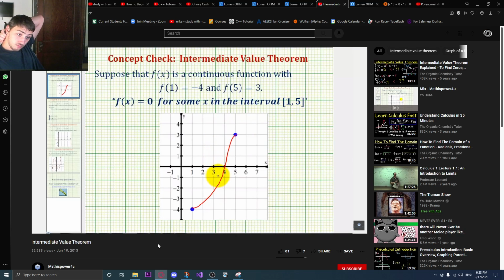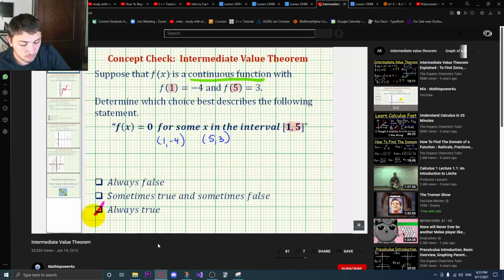But there may actually be more than one x value in this interval where the function value would be 0. We can sketch a continuous function over this interval with more than one x-intercept. For example, the function might also look something like this. Notice in this case, there are 3 x values in this closed interval where the function value would be 0. Here at x equals 2, 3, and 4. So regardless of how many x values are in this interval, such that f of x equals 0, there must be at least one because the function is continuous. So the best choice would be always true.